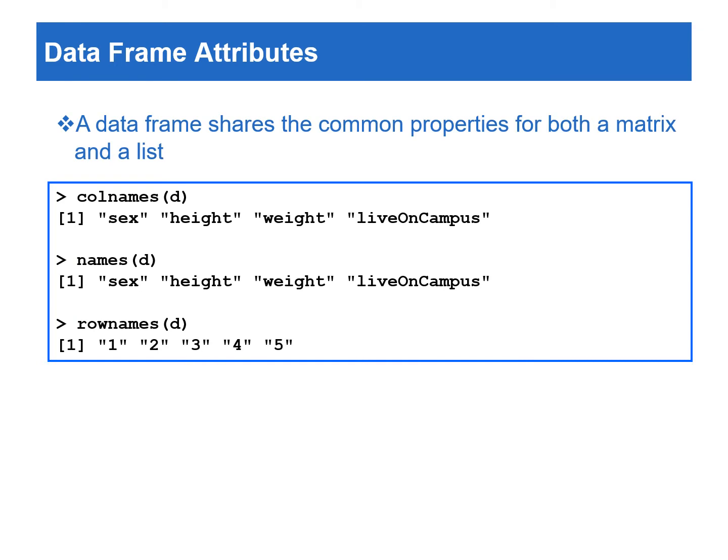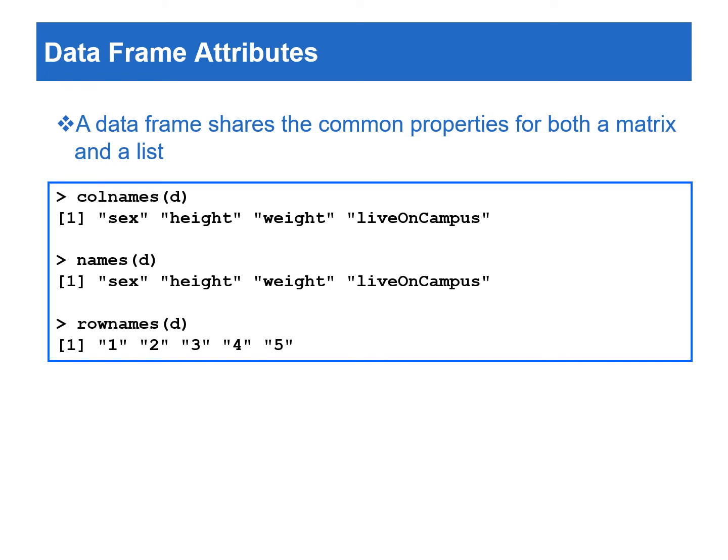A data frame object shares the common properties of a matrix, because both have two dimensions. Remember that we can use the colnames function to access the column names of a matrix. We can also use the colnames function to access the column names of a data frame. Similarly, the rownames function can be used to access the row names of a matrix and a data frame. Since a data frame is also a special case of the list object, we can use the names function to access the column names as well.